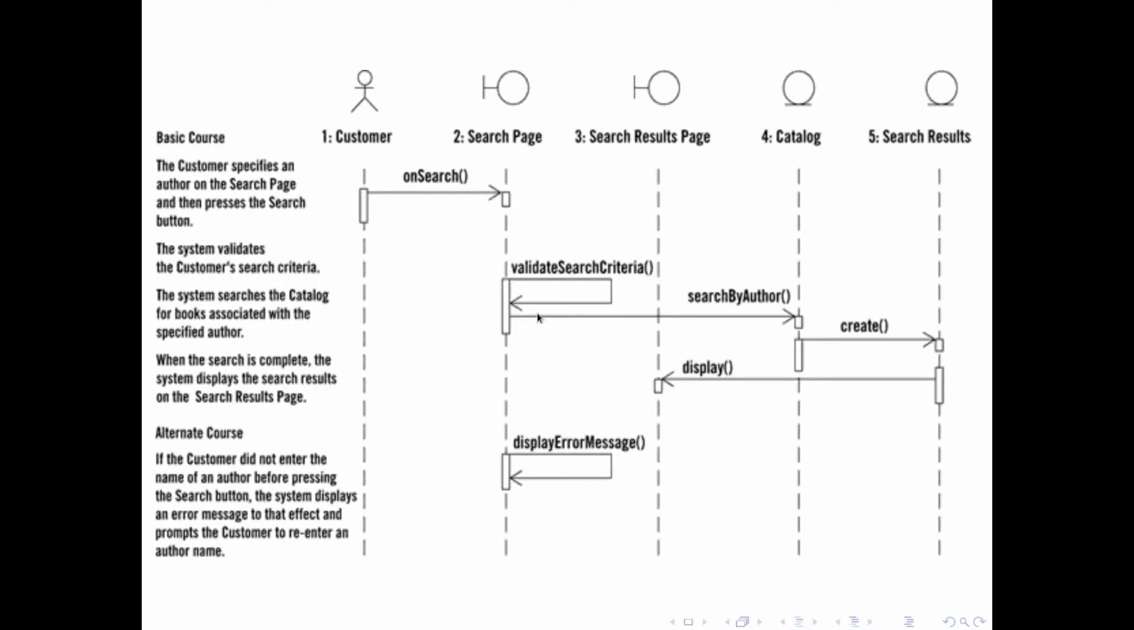If it's valid, then it will go to the catalog, do a search by author, which will create a search result, and that search result will be displayed on the search results page. So what is in here is very nice, right? You see these different instances, like this is one customer, one search page. It's like an object diagram, but you also see the timing information. You see the different functions that are being called, and when they're calling and when they're returning. So this diagram is very useful, especially when you're doing something very complex and the timing information is really critical, so you want to show it.